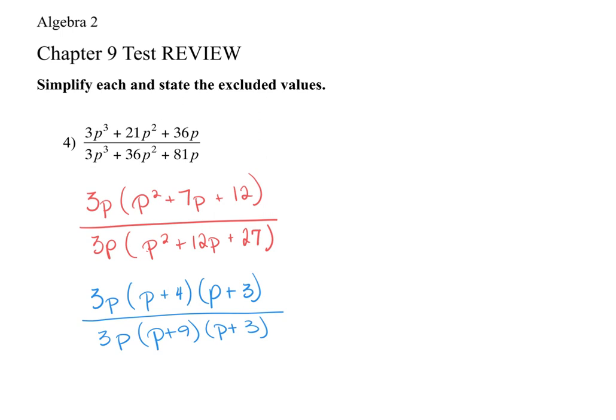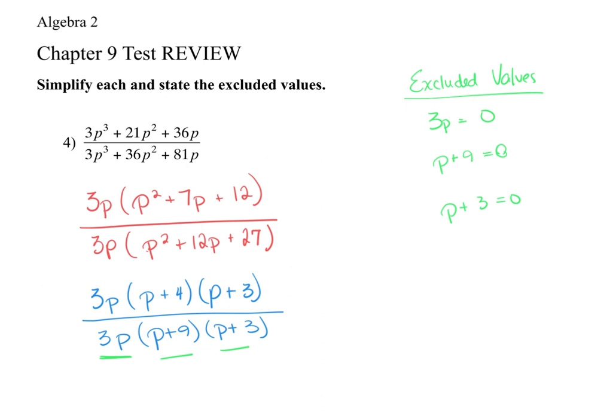Before I cancel, I will determine my excluded values, okay? To do that, I'm going to take every single factor in the denominator and set it equal to 0. So I'm going to take the 3p and set it equal to 0. I'm going to take the p plus 9 and set it equal to 0. And I am going to take the p plus 3 and set it equal to 0. And so when I do that, I can then see what my excluded values should be.